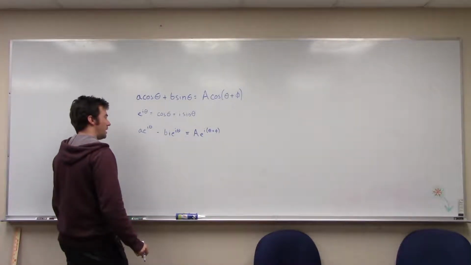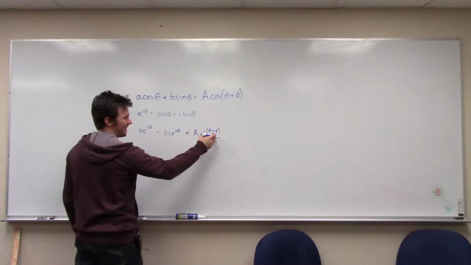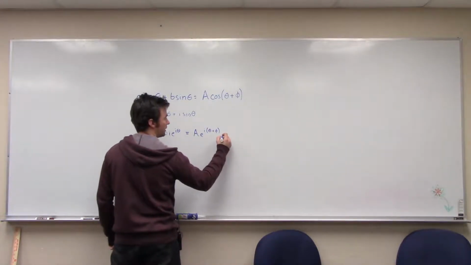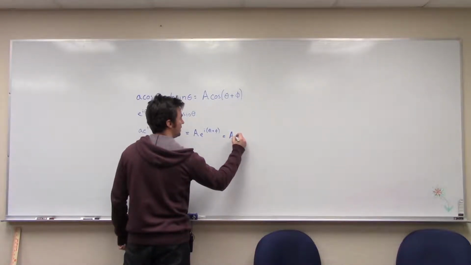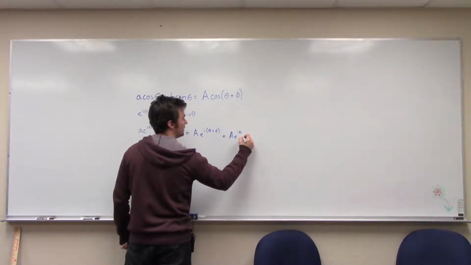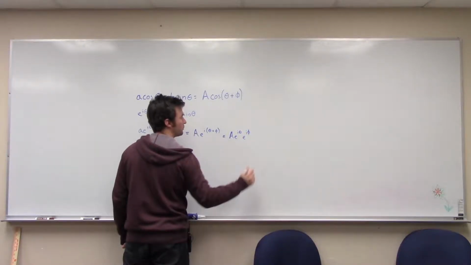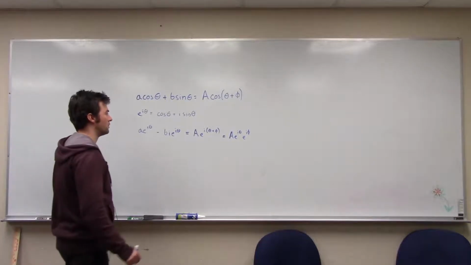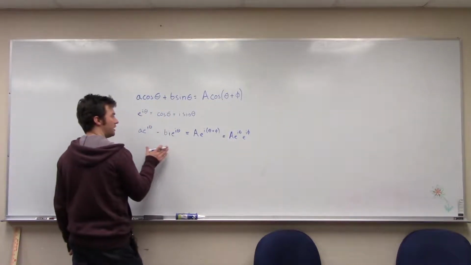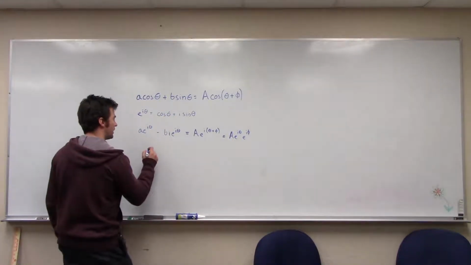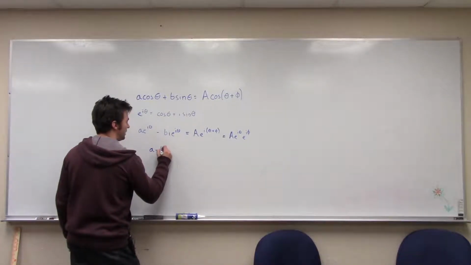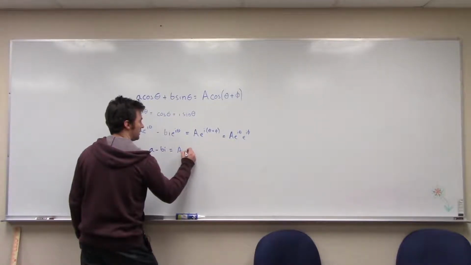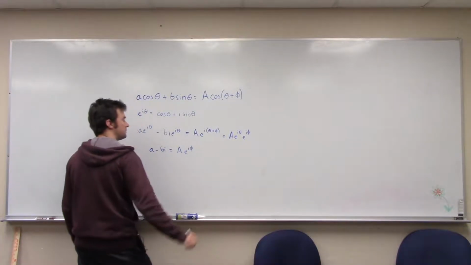So what I'm going to do now is notice that A e to the i theta plus phi is really the same as A e to the i theta, e to the i phi, by the rules of multiplying two exponentials together. So we're going to divide through both sides by e to the i theta, and we're going to get a minus bi is equal to A e to the i phi.